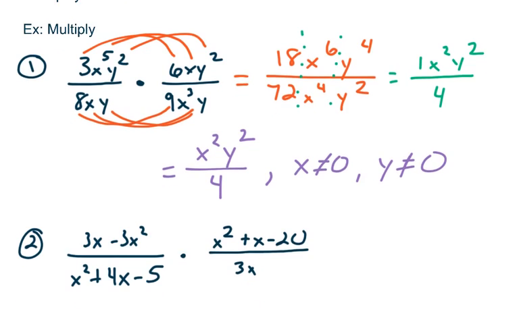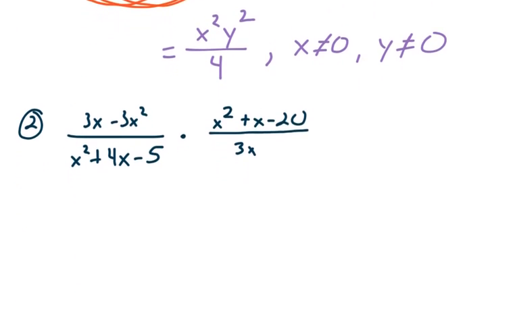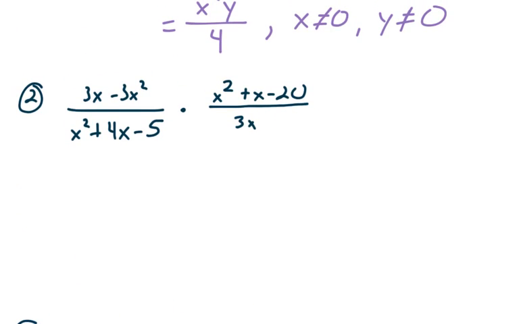Let's try another one here. 3x minus 3x squared times x squared plus x minus 20, and then that's all over x squared plus 4x minus 5 times 3x. Now, what I'm going to suggest, let's factor everything here. So 3x and 3x squared are both divisible by 3x. So I'm going to go 3x, and if I divide them both by 3x, that gives me 1 minus x.